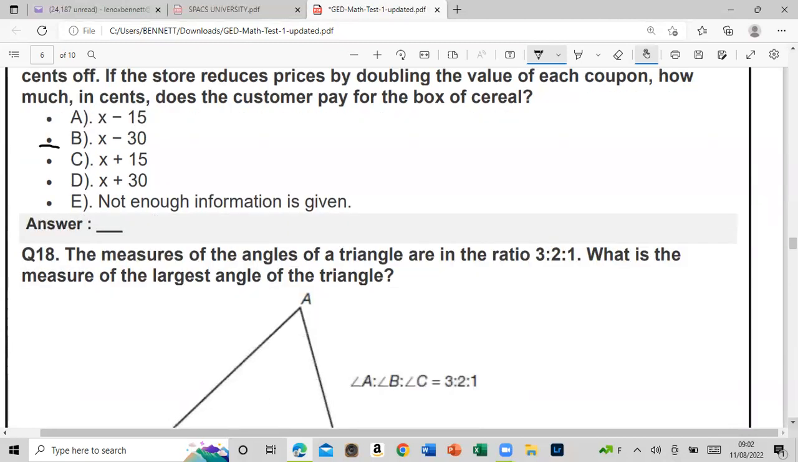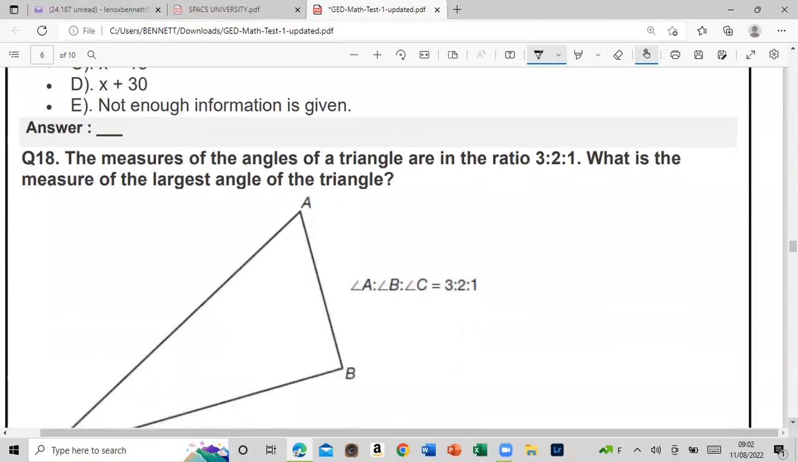I don't think it's worded correctly. The measures of the angles of a triangle are in the ratio 3 to 2 to 1. What is the measure of the largest angle in the triangle? Alright, so that is very easy. So we have 3 plus 2, we're going to add the ratio to 1. And that must equal 180. Right? So we get 6 here. So 6 equals 180.